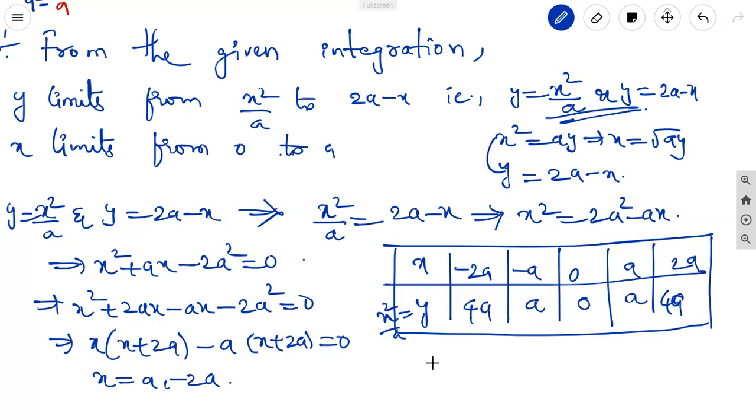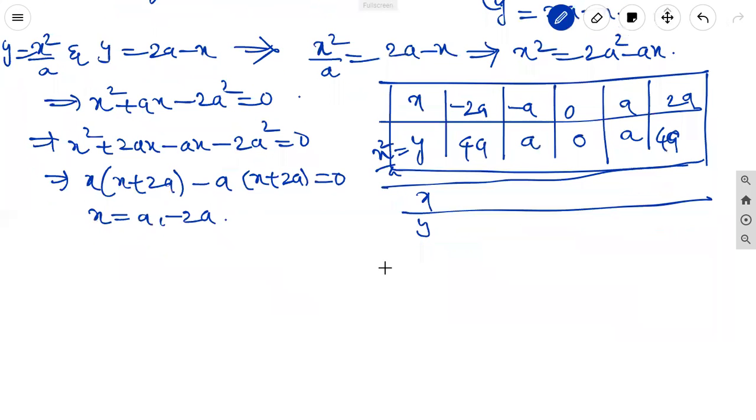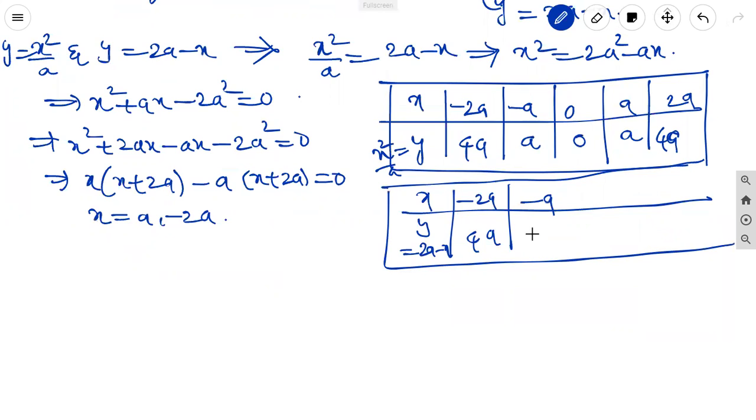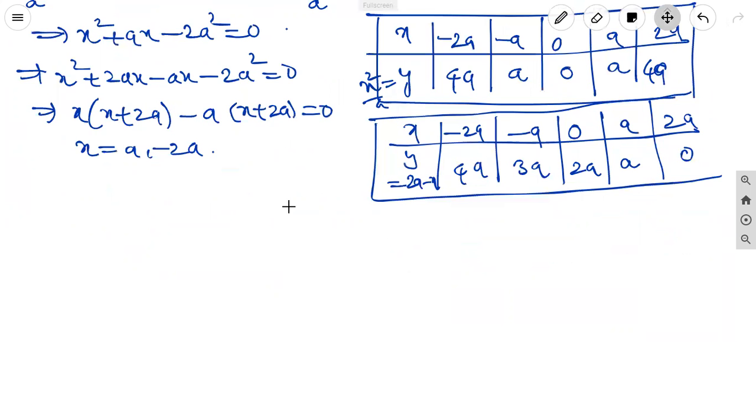And another curve is x and y. Here x takes the same values and y is the expression 2a minus x. Minus 2a means 2a minus of minus is plus, it is 4a; minus a means plus a, that is 3a. 0 means 2a minus 0, 2a. A means 2a minus a is a. 2a minus 2a is 0. Now we can draw the curves and see where the curves intersect.